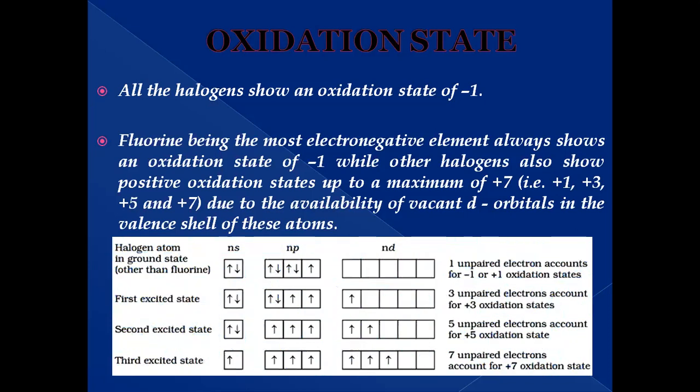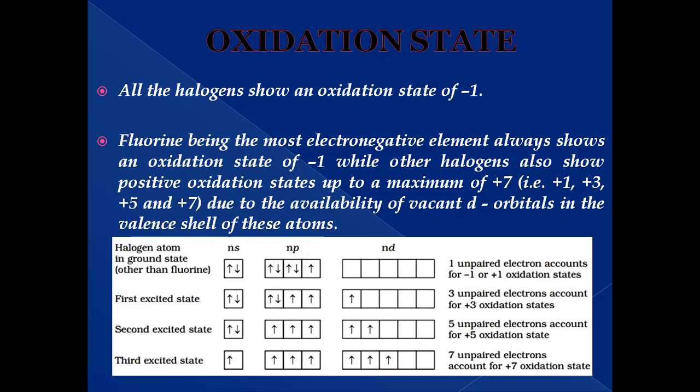Now, how the other elements can show higher oxidation states can be explained in this way. A halogen atom in the ground state has ns2 np5 configuration, so it has only one unpaired electron. It can share this one unpaired electron for bond formation. If it is sharing with an element more electronegative than itself, then it will lose it, and you will get an oxidation state of +1. If it is sharing with an element less electronegative than itself, then obviously it will get an oxidation state of -1. So that is how it gets an oxidation state of +1 or -1 in its ground state.